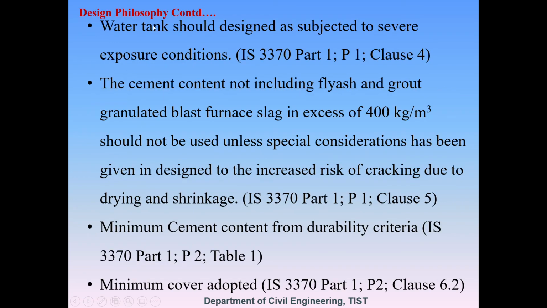The water tank should be designed as subjected to severe exposure condition as per IS 3370 Part 1, page 1, clause 4. The cement content, not including fly ash and ground granulated blast furnace slag, in excess of 400 kg per meter cube should not be used unless special consideration has been given in design as per IS 3370 page number 1 clause 5. Minimum cement content from the durability criteria is given in table number 1, IS 3370 Part 1. Minimum cover is adopted according to page number 2 clause 6.2.